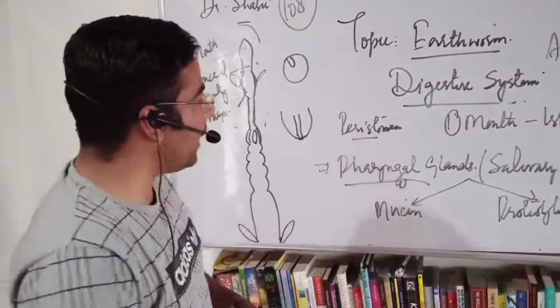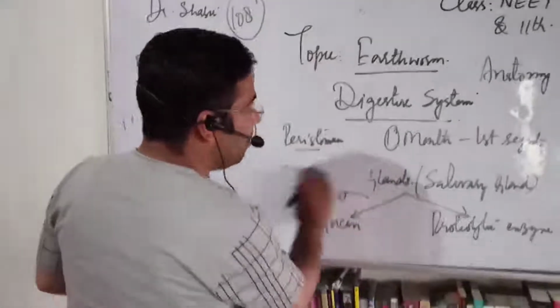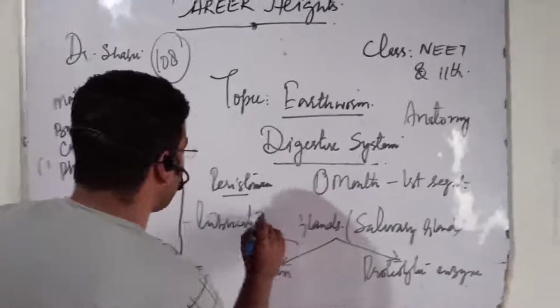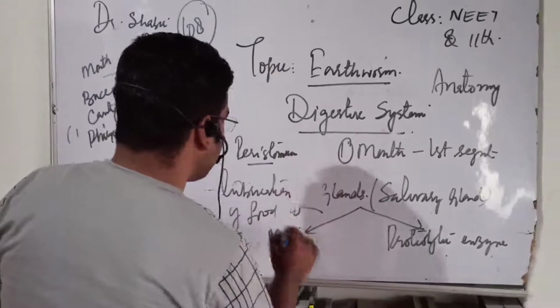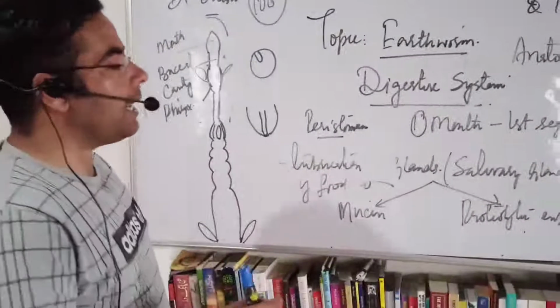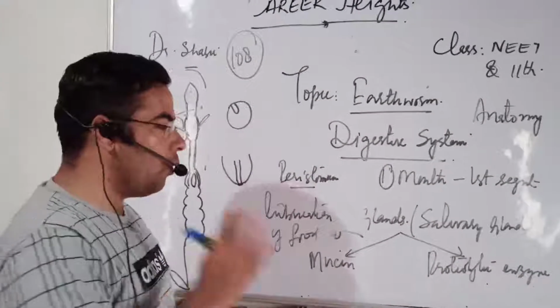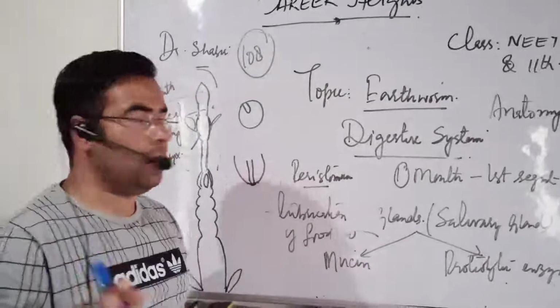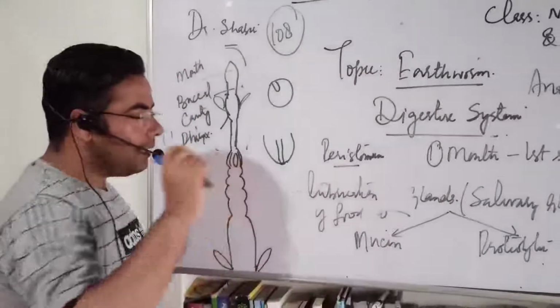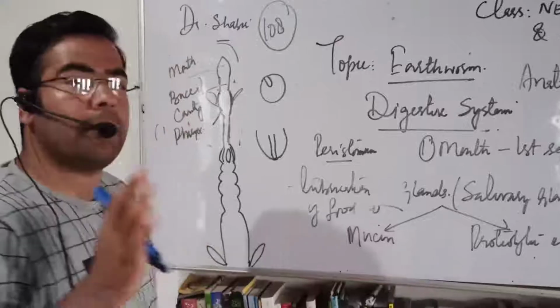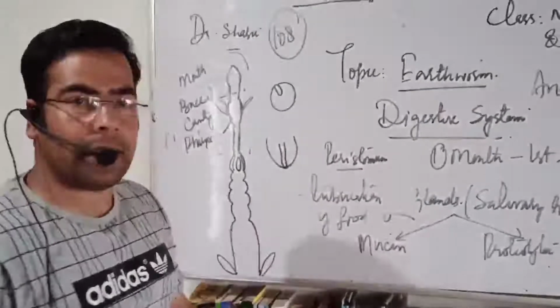ये जो mucin होता है इसका काम होता है lubrication of food. ये food को थोड़ा soften करता है. So lubrication of food. This is the function of mucin. उसके बाद as the name indicates proteolytic enzymes होते हैं वो enzyme जो प्रोटीन को डाइजेस्ट करते हैं. So the pharyngeal glands secrete the secretion which are responsible for the digestion of proteins. So that is proteolytic enzymes.